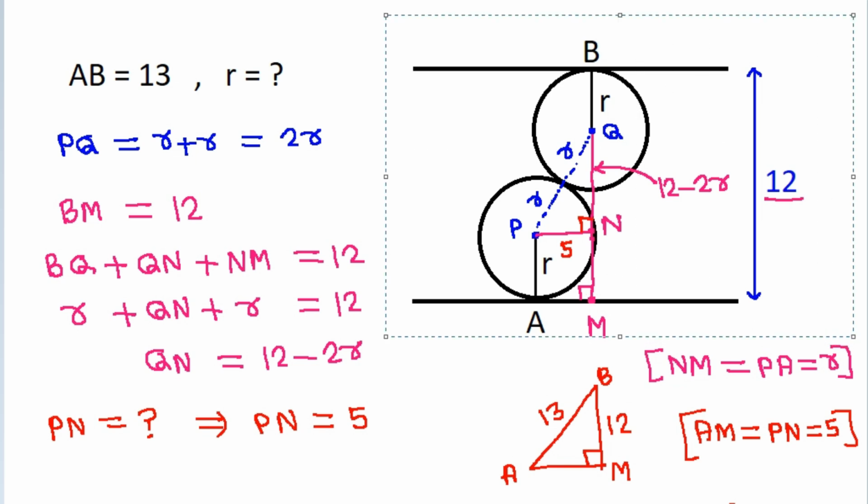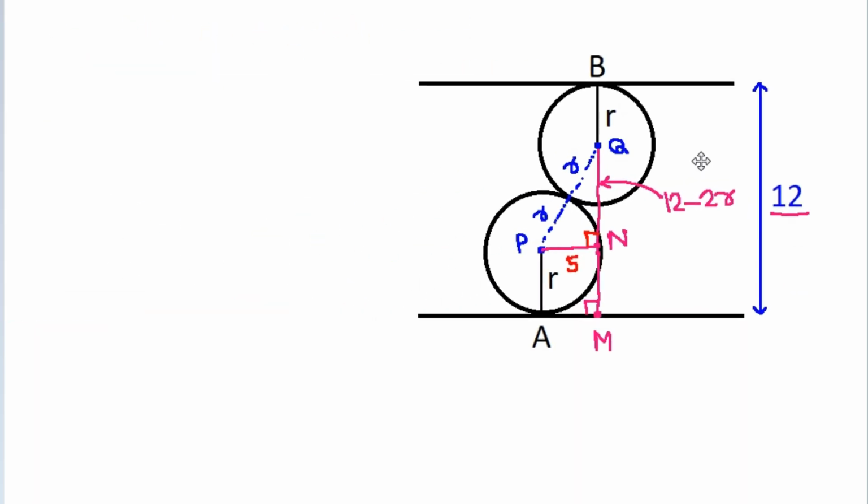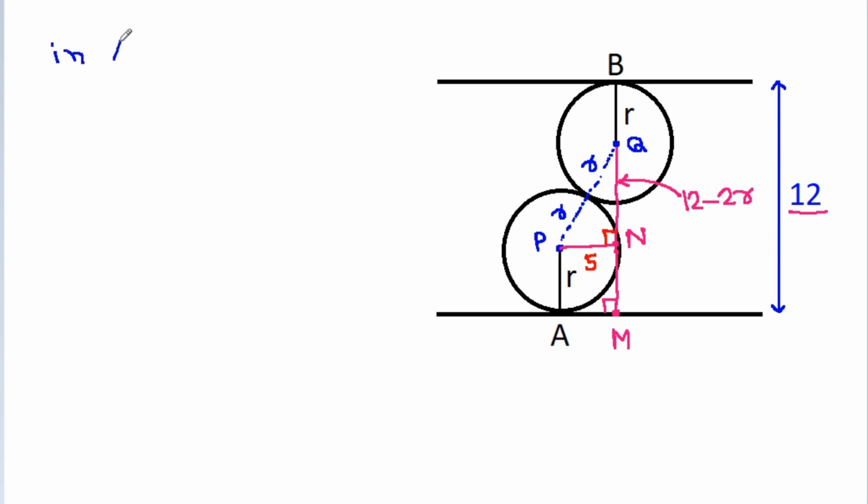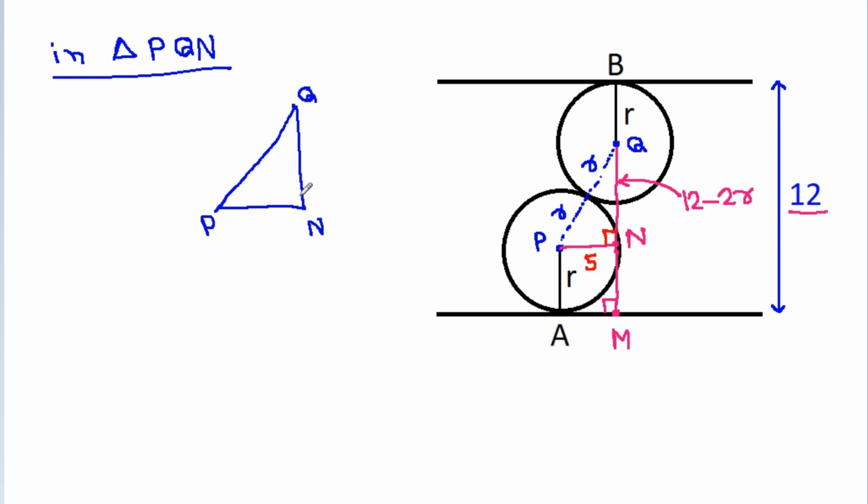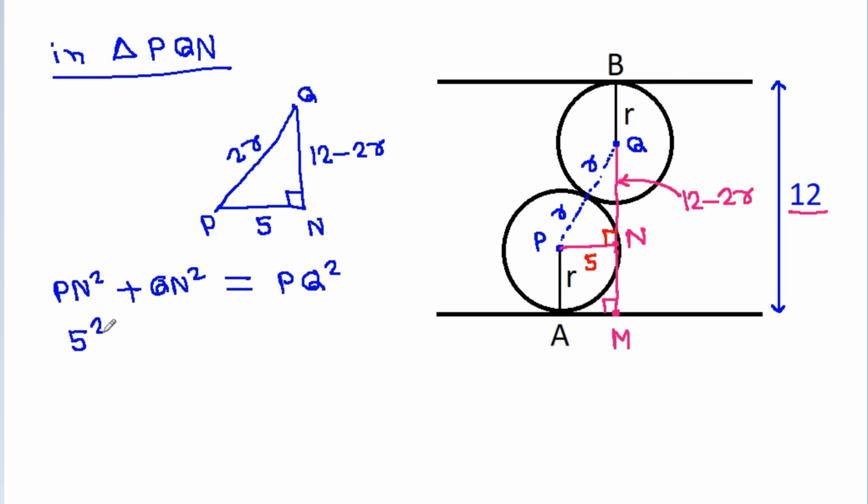So in triangle PQN, this angle is 90 degrees, PN is 5, QN is 12 minus 2R, and PQ is 2R. So by Pythagoras theorem, PN square plus QN square will be equal to PQ square, and PN is 5 square plus QN is 12 minus 2R square is equal to PQ is 2R square.